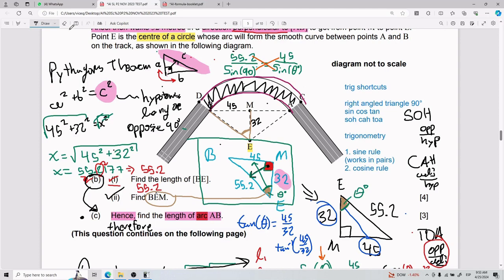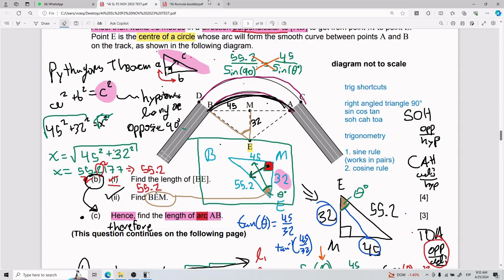Now, technically there's two arcs, right? There's the arc that's on the bottom, and there's the arc that's on top. In this case, they want you to find arc AB, the one at the bottom, the one that I just put in black, okay? So how can you find the length of arc AB?